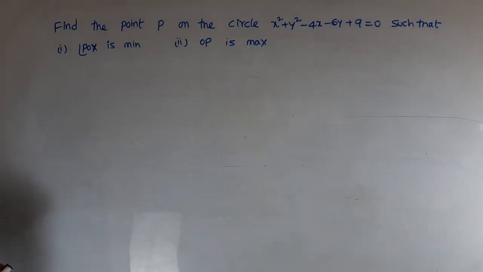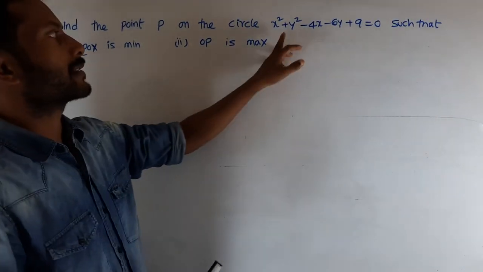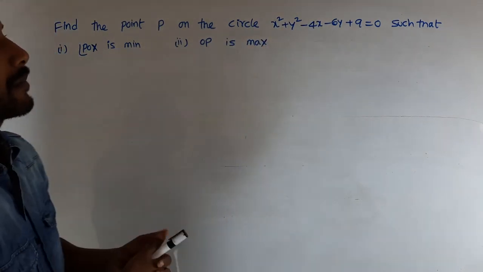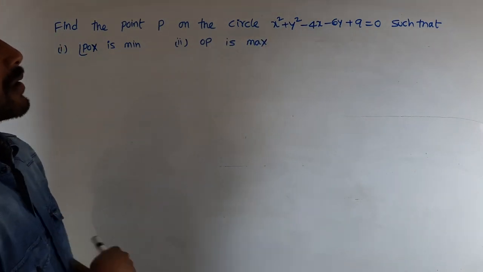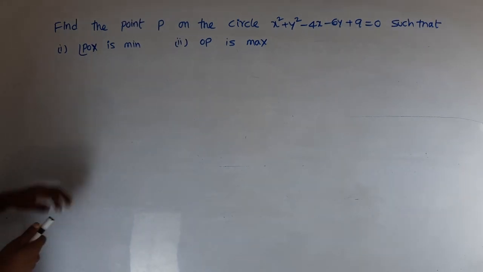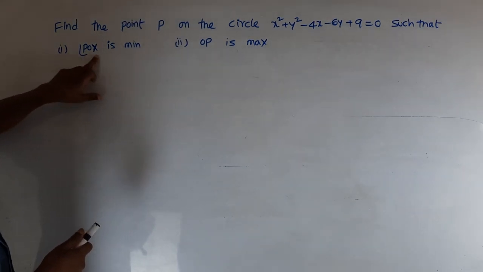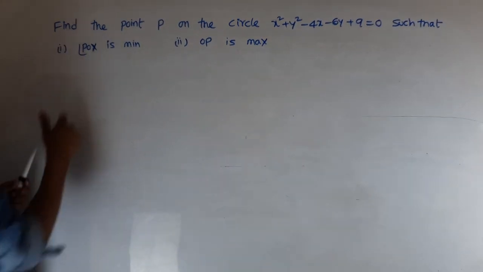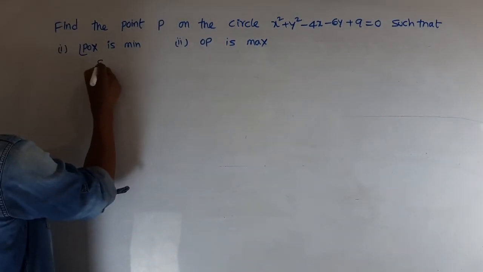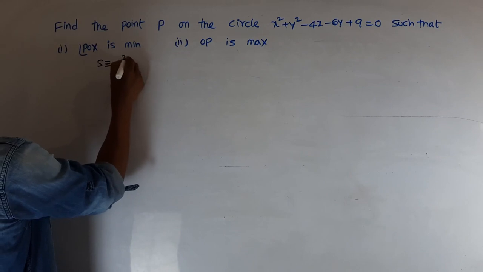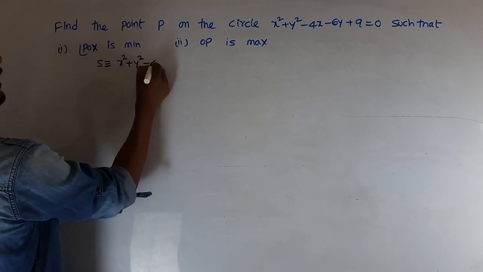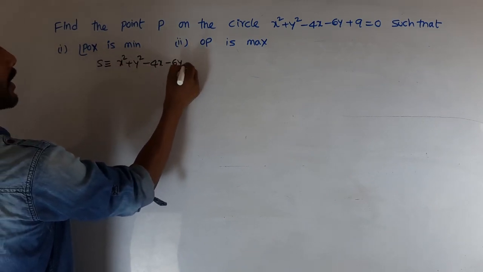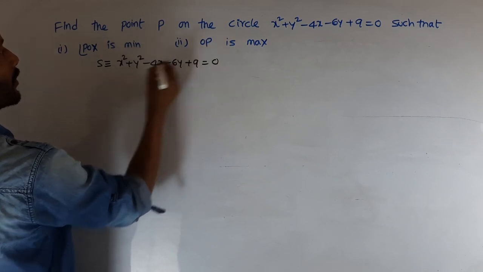Find the point P on the circle x² + y² − 4x − 6y + 9 = 0 such that, first, the angle POX is minimum, and second, OP is maximum. What is the circle? x² + y² − 4x − 6y + 9 = 0.